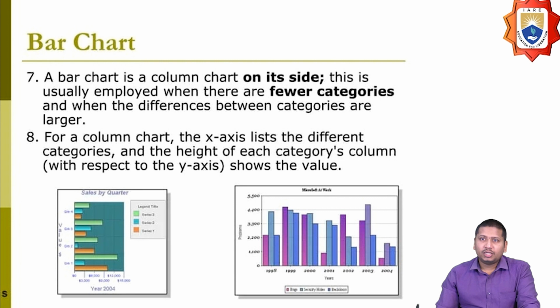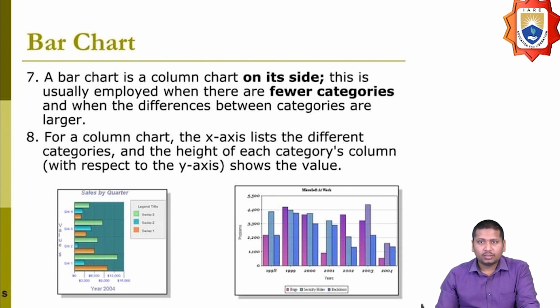And the bar chart is also a column chart on its side, so we can represent the bars either in a horizontal way or a vertical way also. This is usually employed when there are fewer categories and when the differences between the categories are going to be larger. For a column chart, normally the x-axis lists the different categories, and the height of each column shows the value.